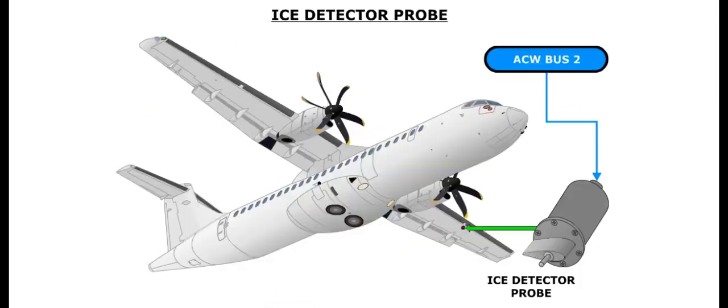An ice detector probe is mounted on the underside of the left wing leading edge, between the pneumatic boots. This probe is powered by AC Wild Bus 2.